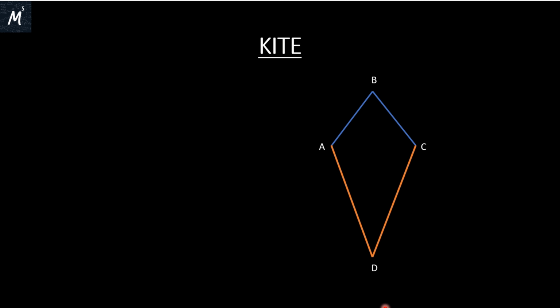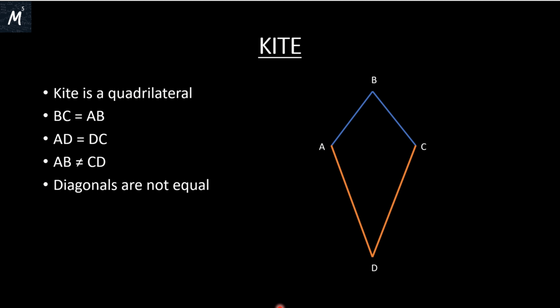Now a kite. A kite is a quadrilateral. First of all, it is not a parallelogram, in which BC is equal to AB, because a kite is a quadrilateral in which adjacent sides are equal and opposite sides are unequal. So BC and AB are the adjacent sides, so they are equal. We have got one more pair of adjacent sides over here which are equal, as we can see in the figure. So AD is equal to DC. But as I said, we have got different opposite sides. So AB and CD are not equal.